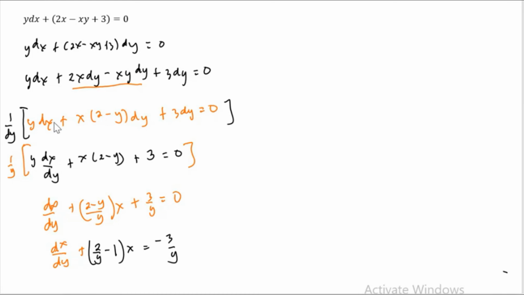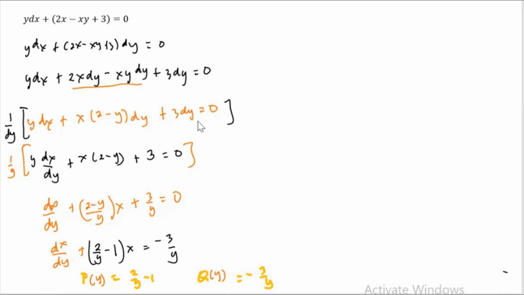So we can write now the value of p of x is equal to 2 over y minus 1, and then the value of q of x is equal to negative 3 over y. So take note that is now dx over dy. So meaning to say we are dealing with a differential equation that is linear in x. So correction to that, this must be p of y, and this one also must be q of y. This is now q of y.